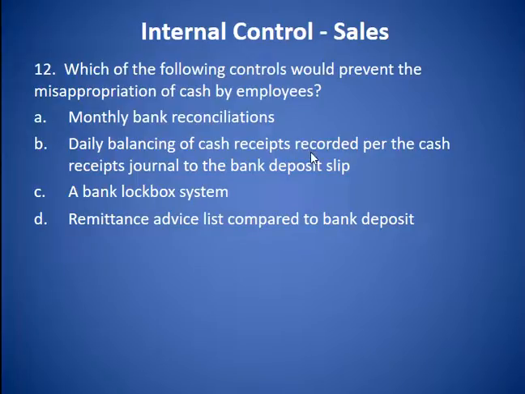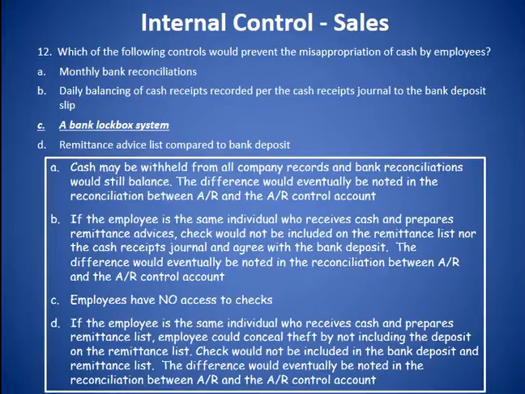Okay, let's take a look at the answer for number 12. Which of the following controls would prevent the misappropriation of cash by employees? And we start out with the correct answer, by the way, is C, a bank lockbox system.